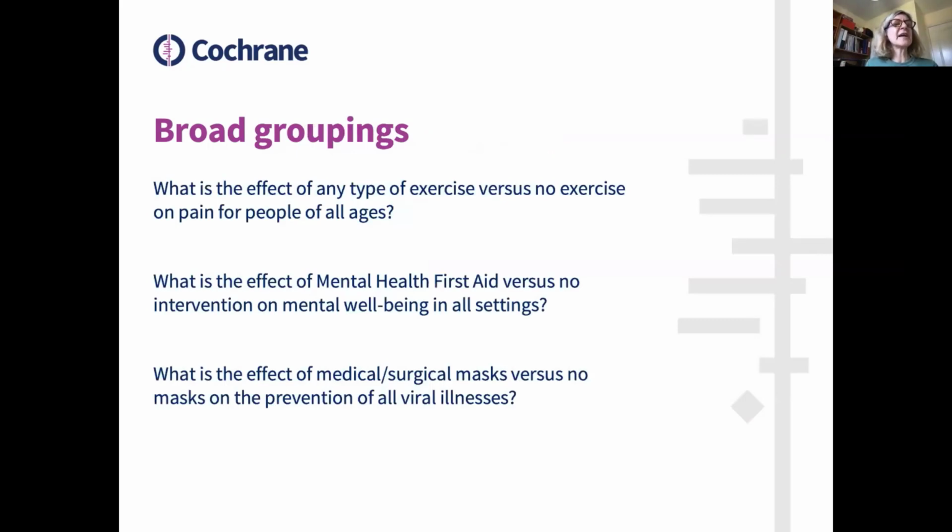I've got some more examples of kinds of broader groupings from different types of reviews. So first example about exercise versus no exercise, that might be relevant to your osteoarthritis review. Another review that I'm working on is looking at mental health first aid training. And you might want to be more specific with that and think about what's the impact of mental health first aid training on mental well-being. That's breaking down a broader review question. And our third example is perhaps slightly controversial, but again, a broad synthesis question might relate to what are the effects of medical or surgical masks versus no masks on the prevention of all viral illnesses.